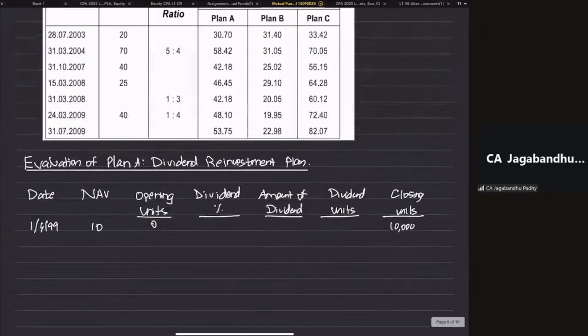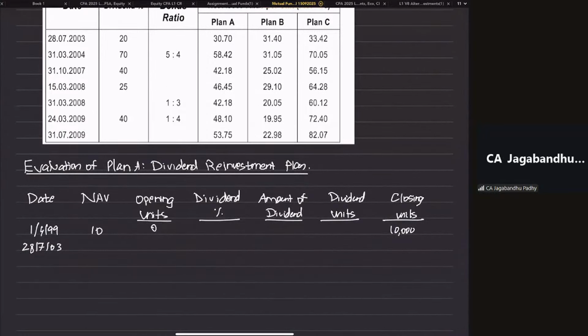Then the first time you received dividend was on 28th of July 2003, when the NAV as on that date was 30.7. We had 10,000 units. Dividend percentage is 20%. So can you tell me what will be the amount of dividend, guys? It's going to be 20% of the opening number of units.